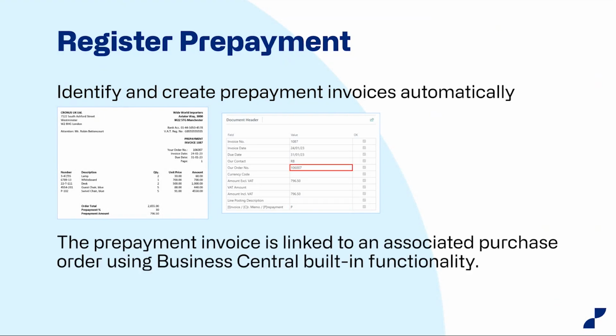The prepayment is then linked to an identified purchase order, or you can select the purchase order manually if you want to. And by using the built-in functionality in Business Central, a prepayment invoice is created through that link to the purchase order, and everything runs smoothly.